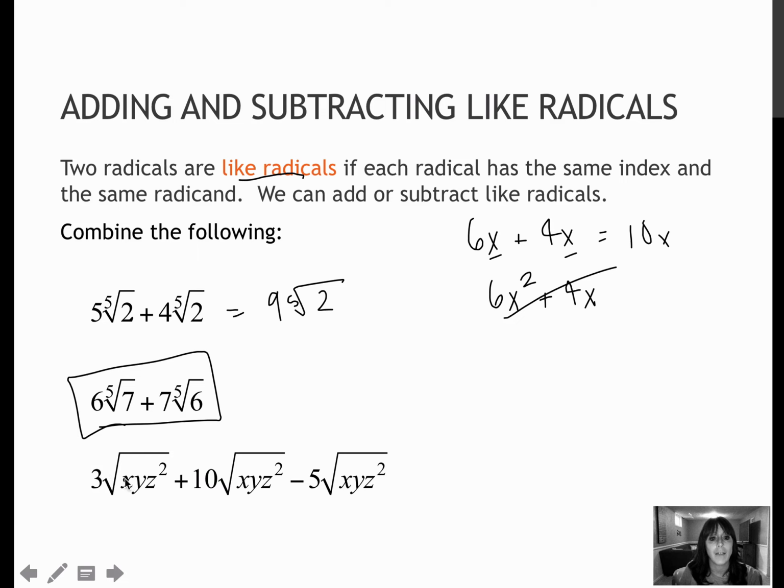My last one, I have the square root of xyz squared, the square root of xyz squared, the square root of xyz squared, and they're all the square root. So I can combine 3 and 10 to get 13, minus 5 to get 8. And so that gives me 8, and then square root of xyz squared. However, the squared and the square root, I can simplify that a little bit further, and so this z squared, 2 divided by 2 is 1, so I have 8z, and the x and y stay on the inside.